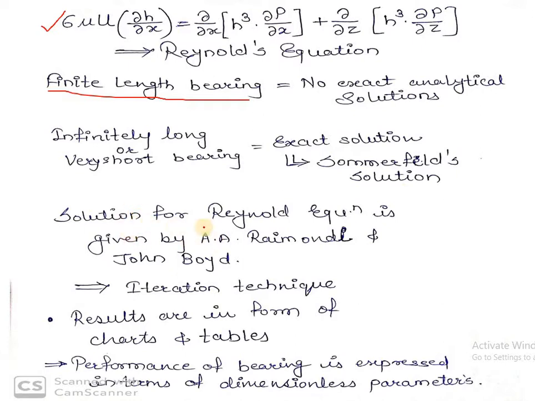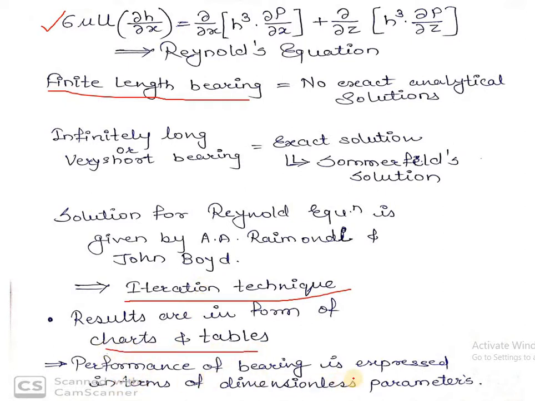Now the solution for the Reynolds equation is given by the scientists A. Raimondi and John Boyd. These two scientists have worked on this equation and they have given a particular solution. What they have done is use an iteration technique. By means of a computer, they performed a number of iterations and the results of these iterations are in the form of charts and tables.